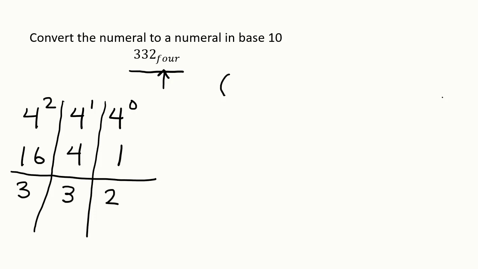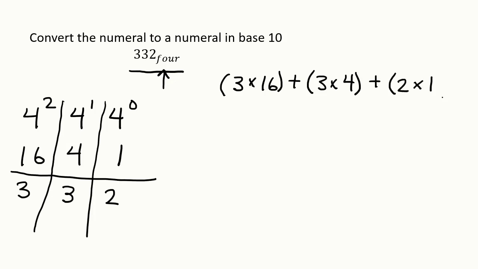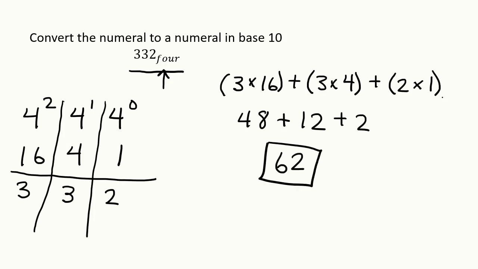In order to make that conversion, we're going to take the leftmost column, 3, and multiply it by its place value, 3 times 16. We're going to add to it the next value, which is 3, and multiply it by its place value, 4. Finally, we're going to add that last number, 2, and multiply it by its place value, which is 1. Simplifying this, 3 times 16 is 48. 3 times 4 is 12. 2 times 1 is 2. If we add this together, we end up with 62. 332 base 4 is the same quantity as 62 base 10.